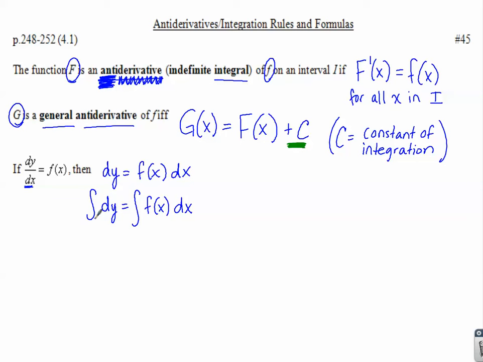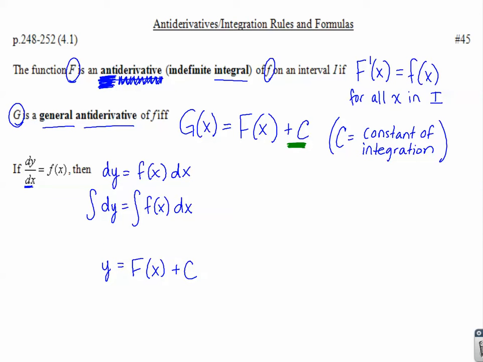The antiderivative, or the integral of dy, the derivative of y, go backwards, you get y. Not the derivative of y, you get y. The antiderivative, or the integral of f of x dx, go backwards, and you get capital F of x, the antiderivative of f of x, plus some constant of integration.